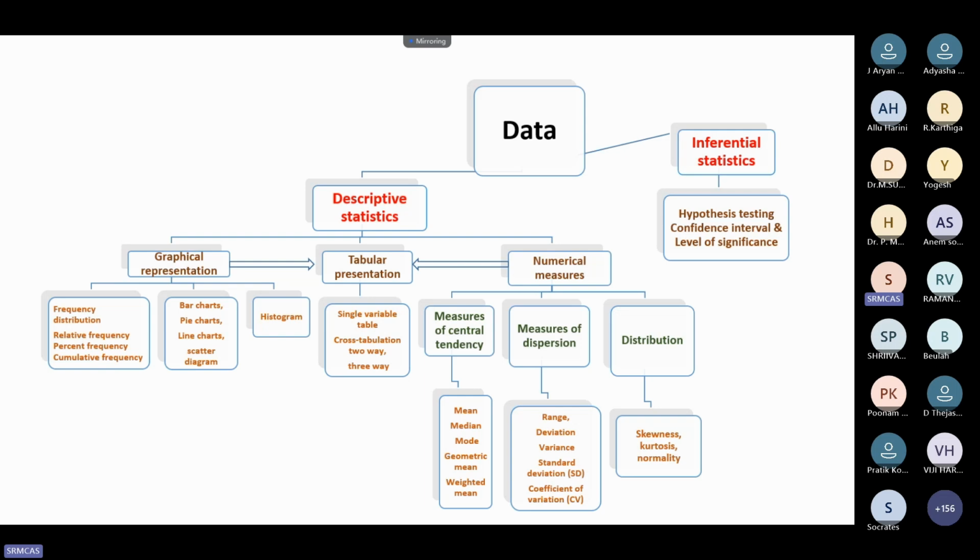In order to check the reliability of our sample statistics, we conduct some statistical tests. Those come under hypothesis testing, confidence interval, and level of significance. So in this session, we are going to see what all these things are, and the technical aspects behind hypothesis testing and the level of significance. Okay.